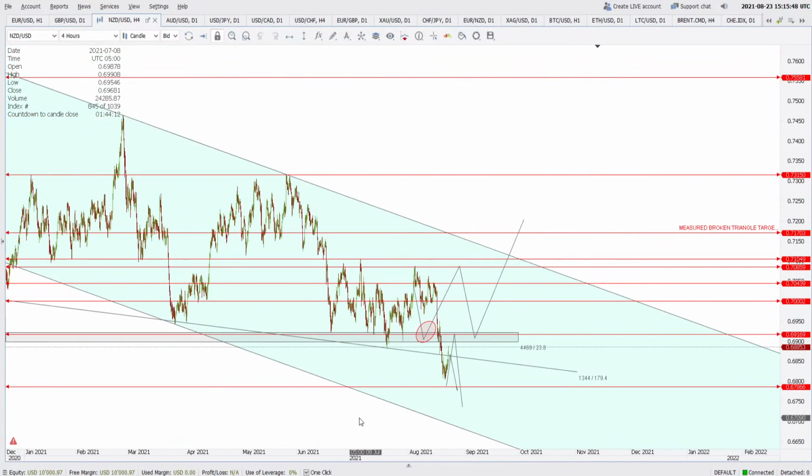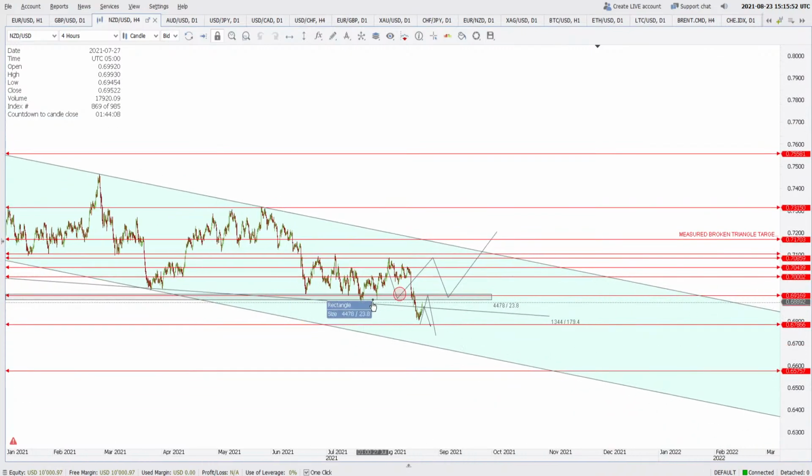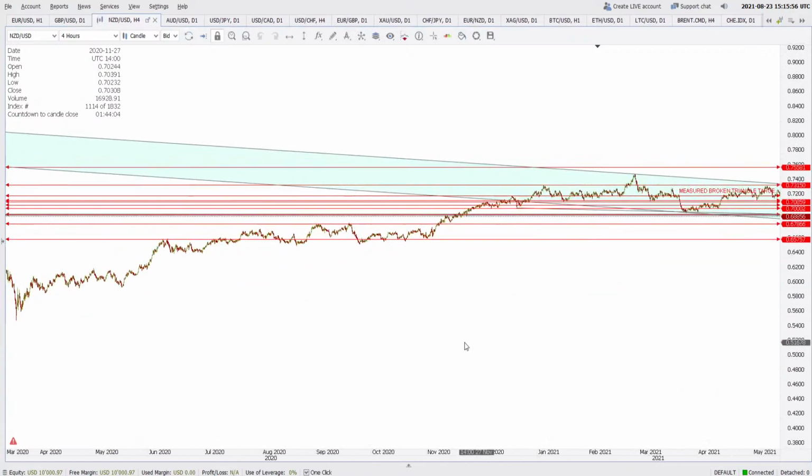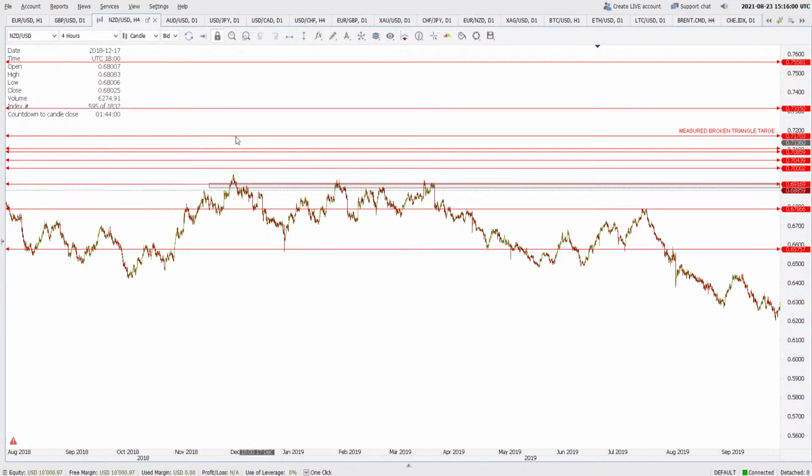Okay, because we have a falling channel already, and this support, this long-term support has broken. We are expecting this market to act as a resistance here, because this was a good support here in the past. On the daily, I will show you how.